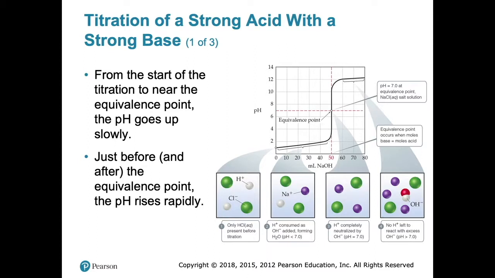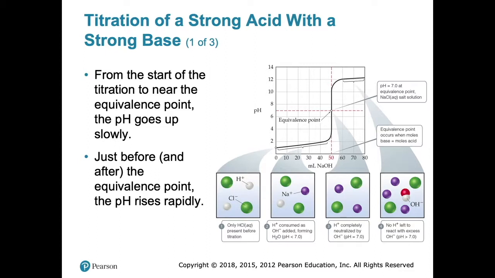So that's the big key point, right? From the start of the titration near the equivalence point, the pH goes up really slow. And why is that? That is because you're starting out with hydrochloric acid floating around in the water, and then you add in the sodium hydroxide, and the sodium hydroxide starts to interact with the acid, making the sodium chloride.